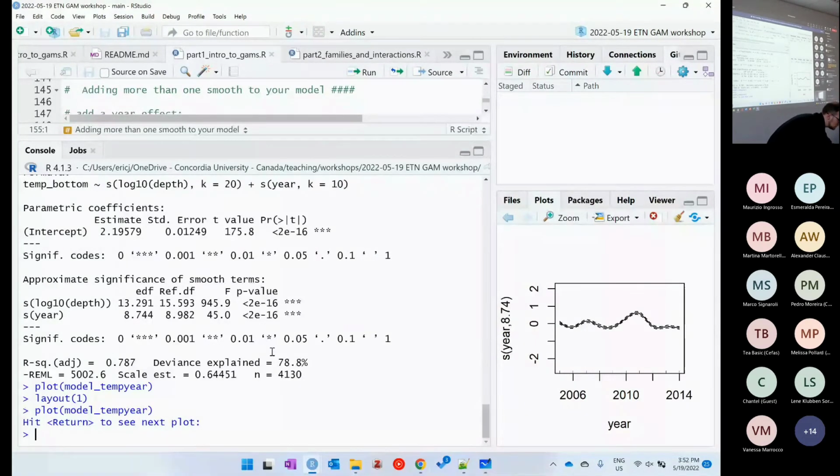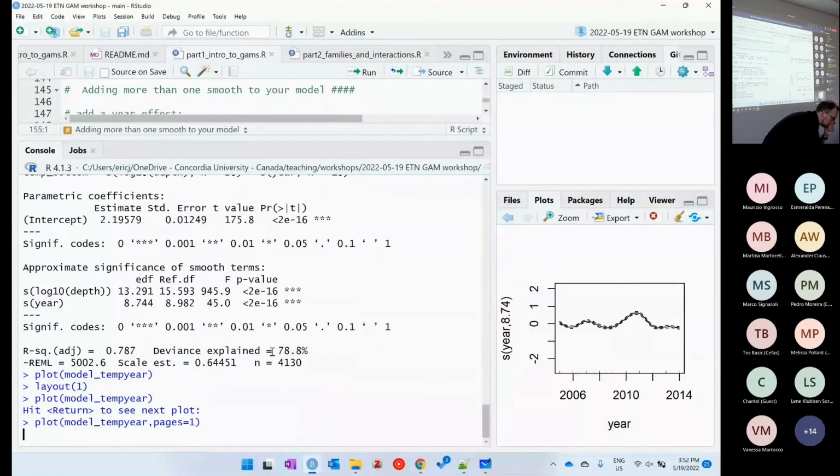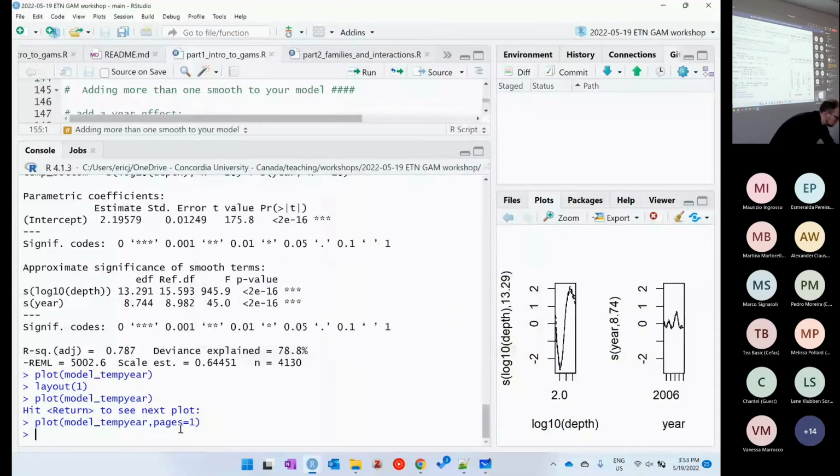Another useful thing is, if you set pages equal to 1, it'll just plot everything in one go. So you can very easily see both your smooth terms here. And you'll also notice that these have very different scales. So notice that there's much more variation in temperature with depth than there is in temperature with year. Temperature varies much less on average from year to year than it does from, say, 100 meters to 1,000 meters. Now, it can sometimes be hard to see those small effects.